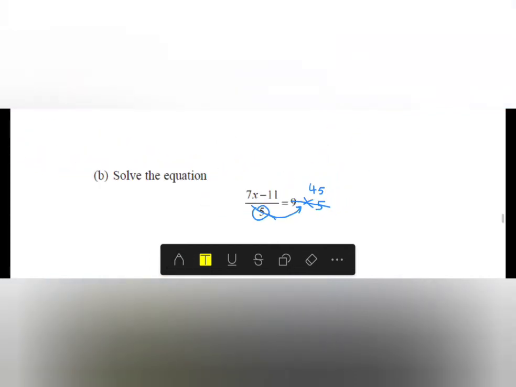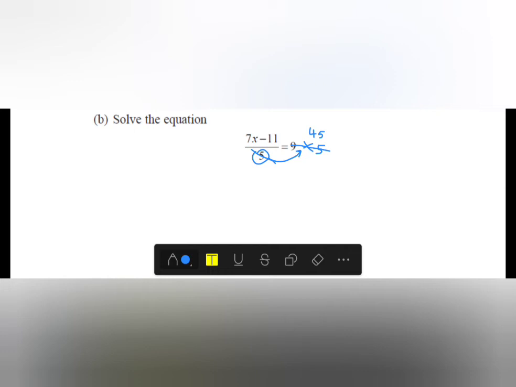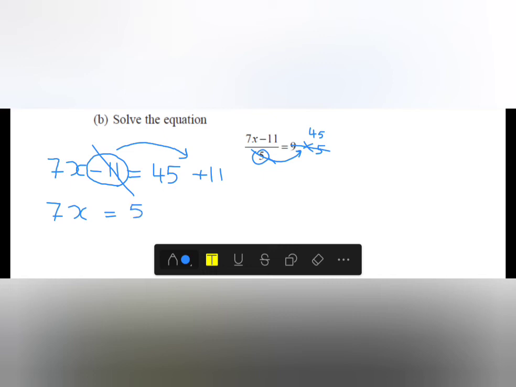Now, let's use the space here. So we have 7x minus 11 equals 45. Now, we're going to take the negative 11 to the other side. It's going to be positive 11. So 7x equals what? 45 plus 11 is going to be 56. Very good. Now, the 7 is multiplied by the x. So I'm going to take it to the other side by dividing.